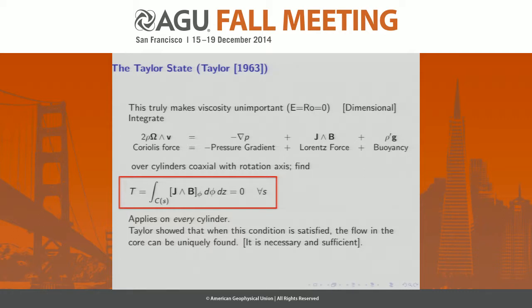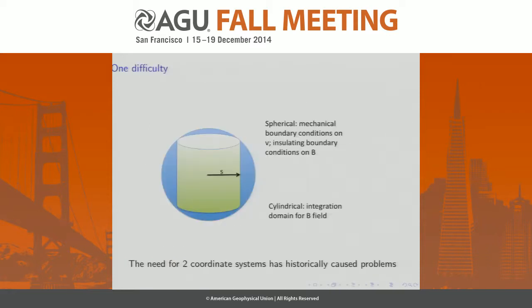And it applies on every cylinder. And then Taylor showed some very nice theorems about uniqueness and necessity and sufficiency of this condition. And there's a degree of freedom to allow this Taylor state to be achieved, and this degree of freedom is the geostrophic flow, which is called U_G of S. So that's the underlying maths.